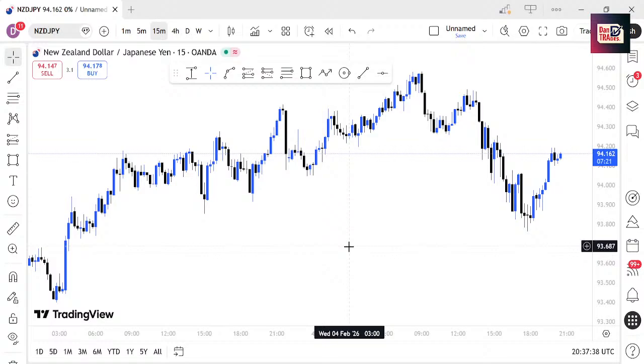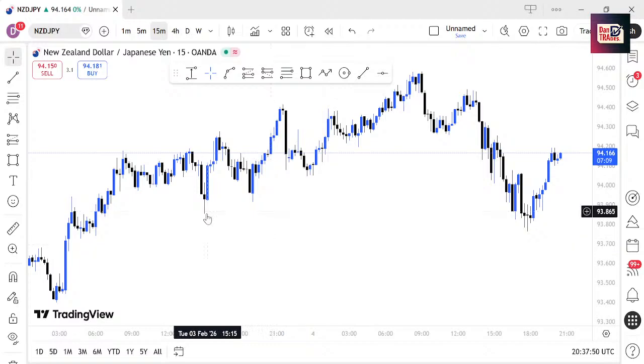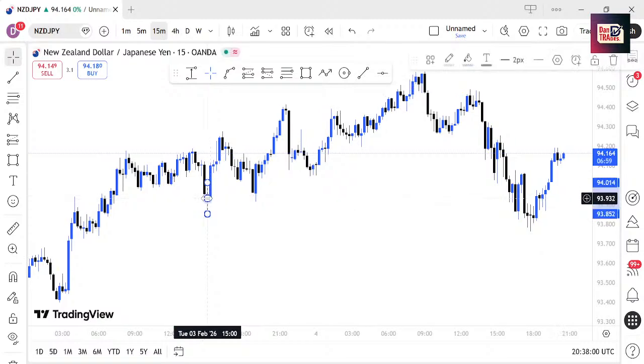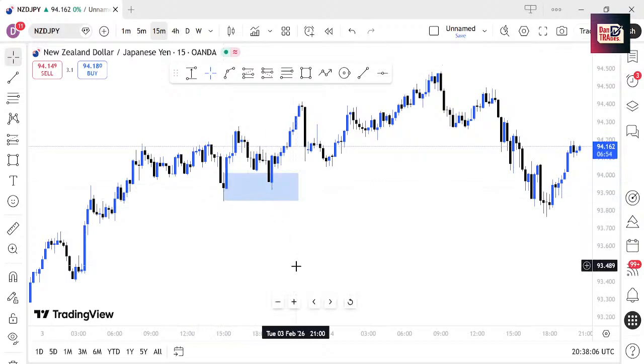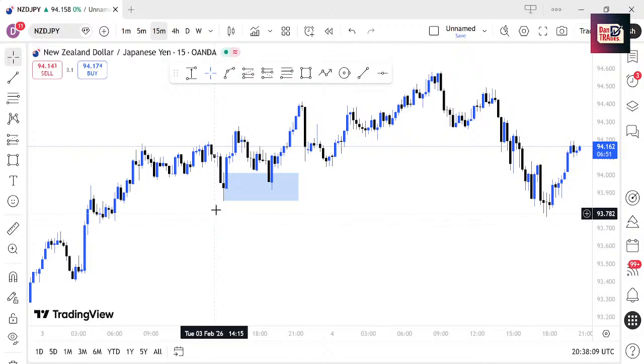We learned that there are candles, and every candle has a meaning, every candle has a use. Now look at this candle here. It's acting as a support. Look at this candle here. It's acting as a support. At the same time, it's acting as an order block, because this was the last candle before an impulsive move to the upside.